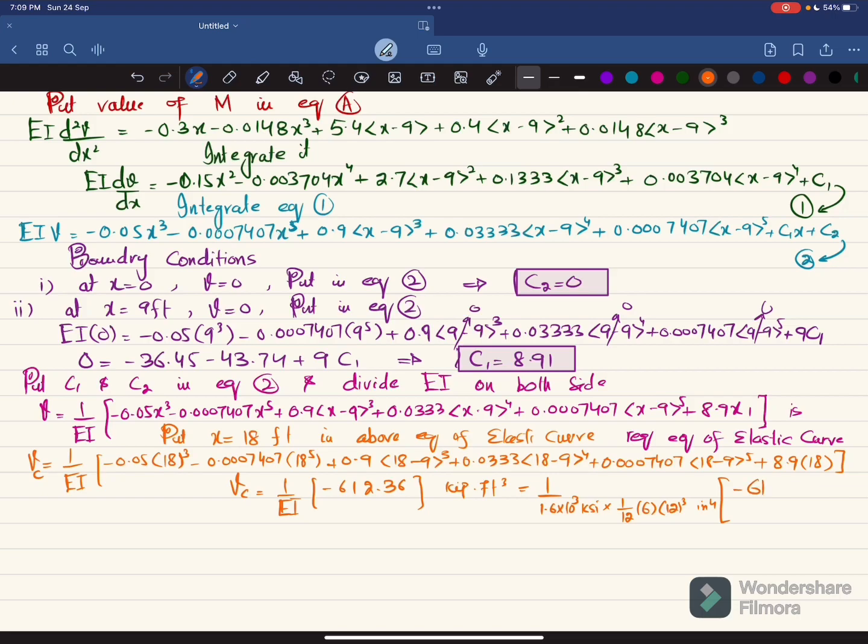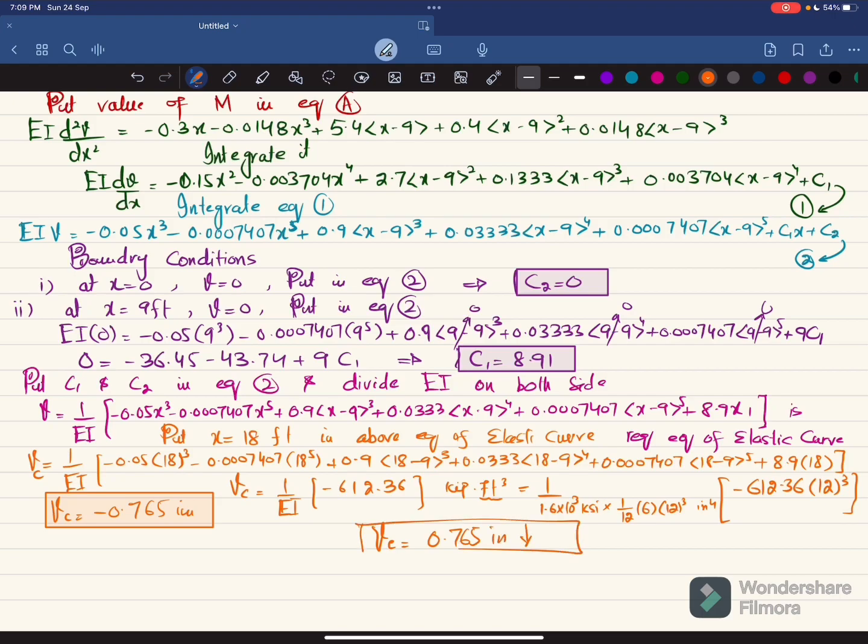Multiply by minus 612.36, and we will convert it into feet, inch. So there is feet, so 1 feet is equal to 12 inch, so 12 cube. And when you solve this, you will get VC will be equal to minus 0.765 inch. Or you can say that VC, deflection at point C, is 0.765 inch, and that is downward. So this is the answer of our second part.